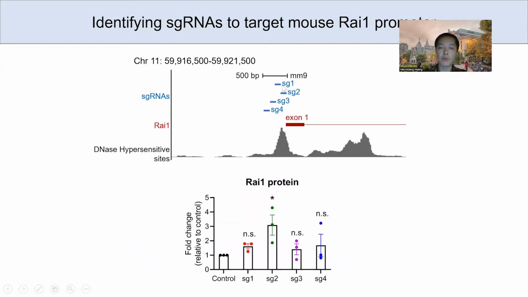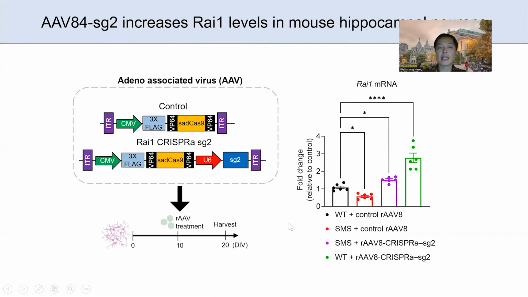So now we identified different RNAs that can bind to the upstream of the RAI1 gene, trying to increase RAI1 expression. And we found a sequence, RNA SG2. We found that it can actually increase RAI1 expression by 2-fold. So this is promising.